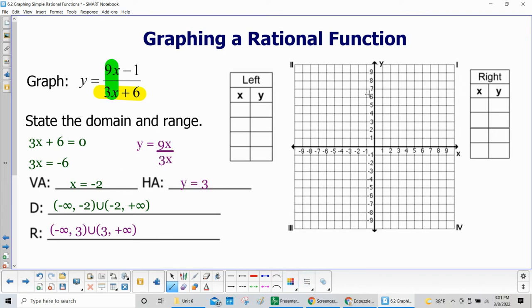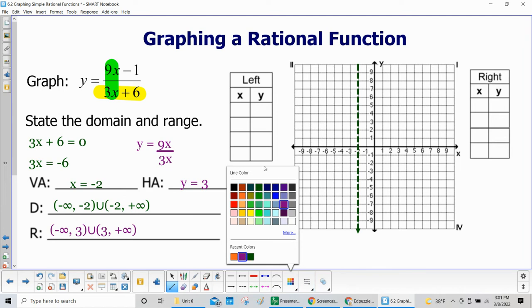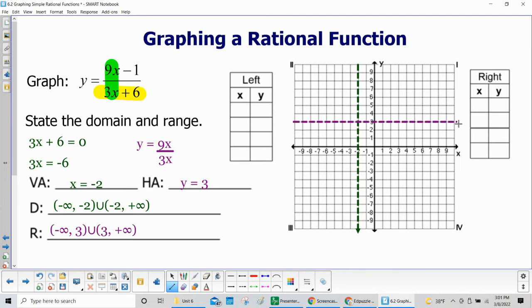So we said our vertical asymptote should be at x equals -2. It's all right, there's an arrow. Technically, the asymptotes do go on forever, so no big deal there. And then we said our horizontal asymptote should be y equals 3. So I should see something like this.